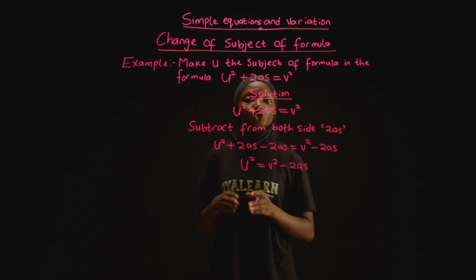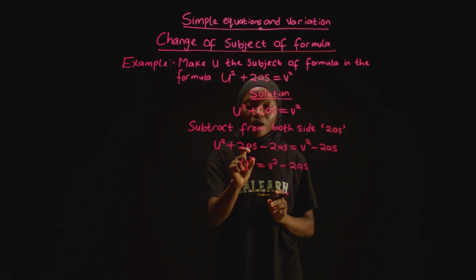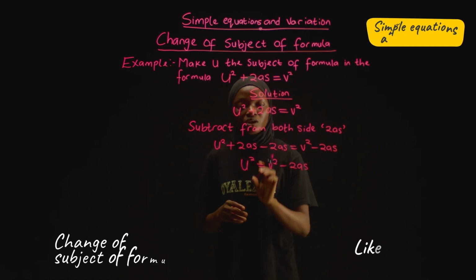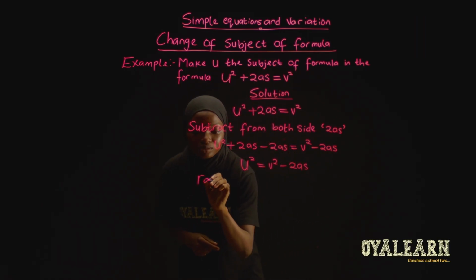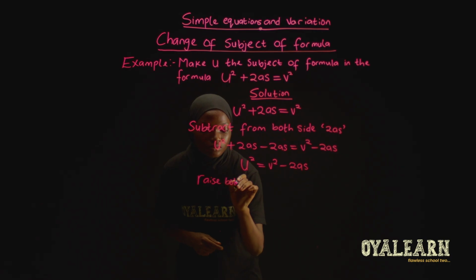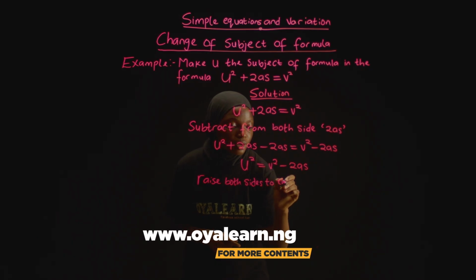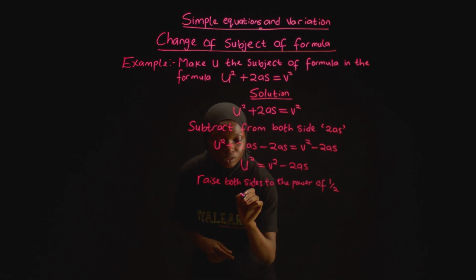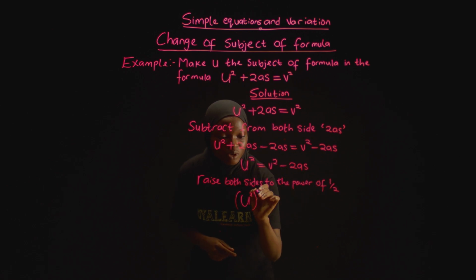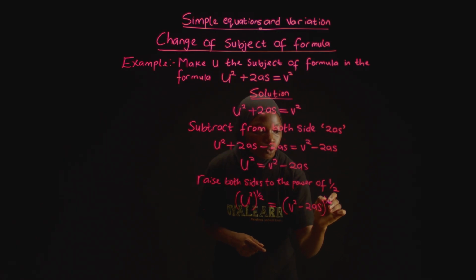Now here we are trying to make u the subject of formula, not u squared. Here we have raised to the power of 2. What do we do to remove this power of 2 that we have here? All we have to do is just raise both sides to the power of 1 over 2. That is, we'll be having u squared, that's what we have here, now raising it to the power of 1 over 2 equals v squared minus 2as raised to the power of 1 over 2.